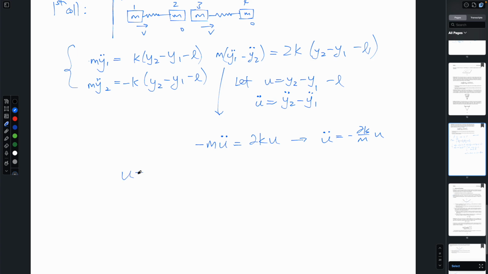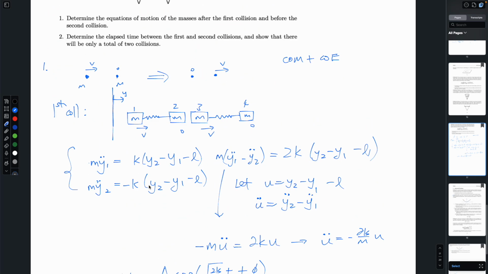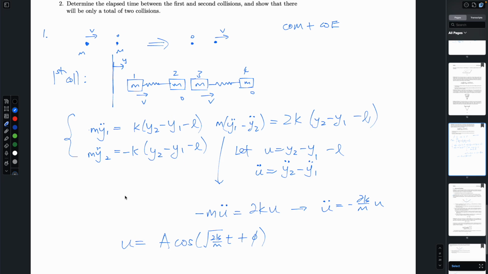So we know the general solution is u equals a cosine omega t plus phi, and I'll just sub in the omega. Omega is square root 2k over m. Okay. And then what do they want us to find? They want us to find the equations of motion of the masses after the first collision and before the second collision.